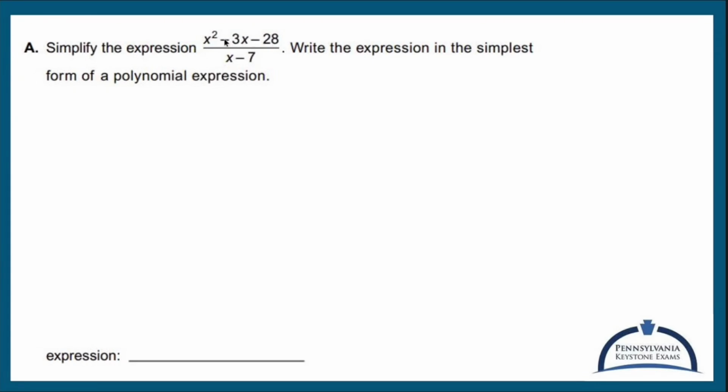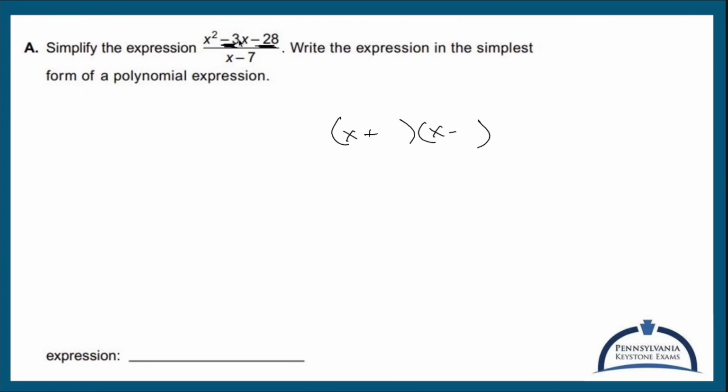So what I'm going to want to do is factor that guy up there. I need two numbers that add up to -3 and multiply out to -28. If they're going to multiply out to a negative, one of them is going to be positive and one of them is going to be negative. So thinking of numbers that subtract out to 3, 7 and 4 would multiply out to 28 and subtract out to 3.